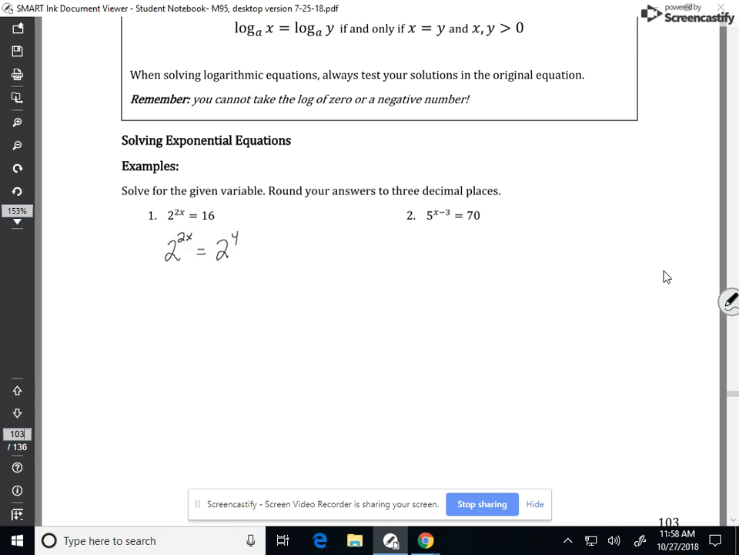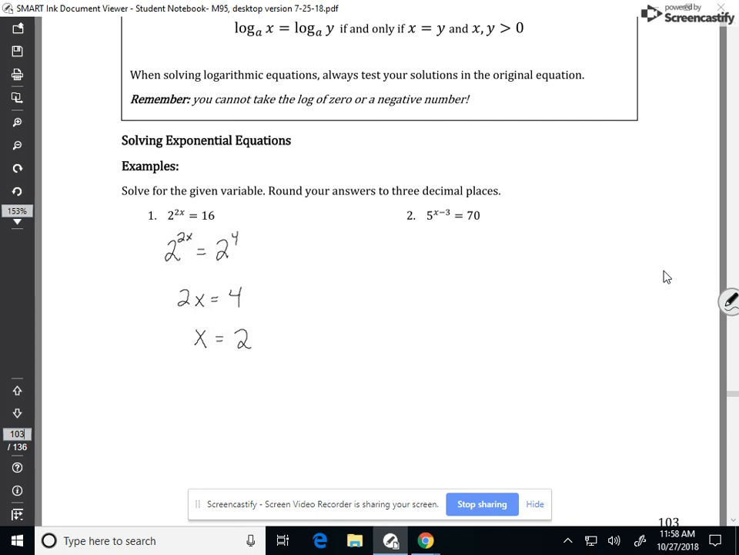Okay, so what this allows me to do is I can use the property of equality that says if one base is raised to an exponent and that same base is raised to the other exponent, that it can only be true if the exponents are equal to each other. So 2x equals 4, dividing by 2, and I get x equals 2.